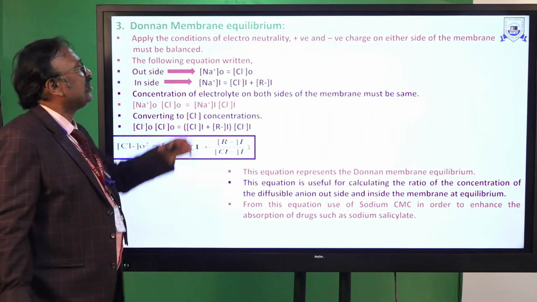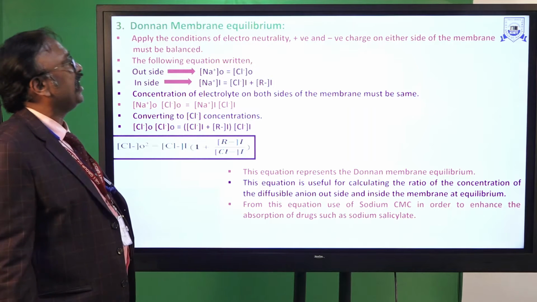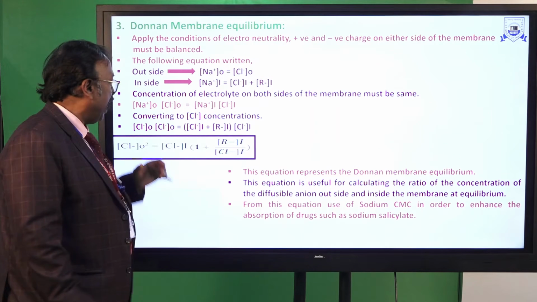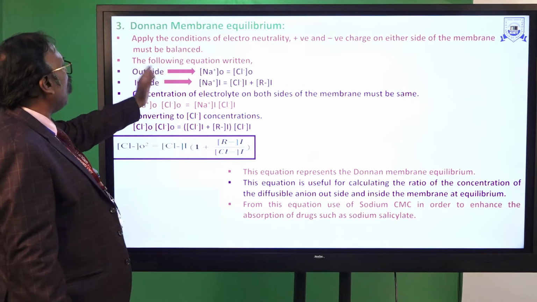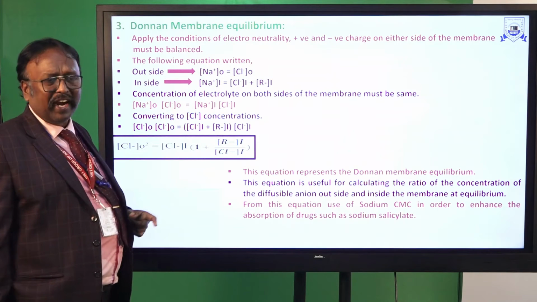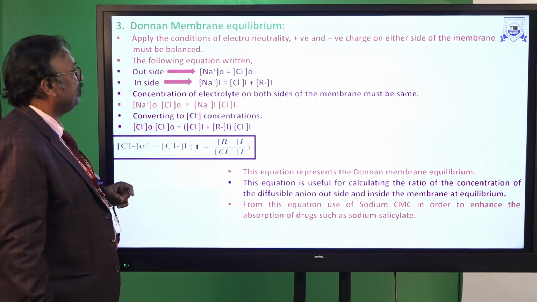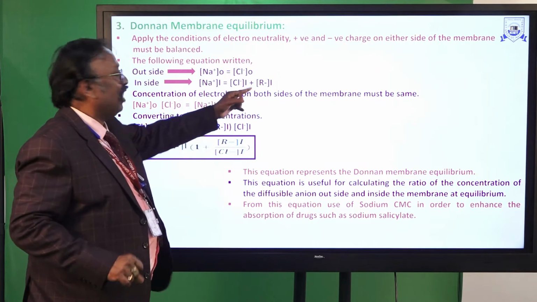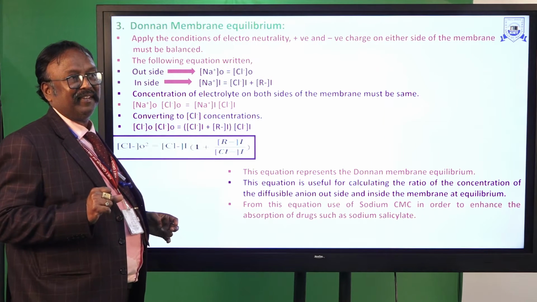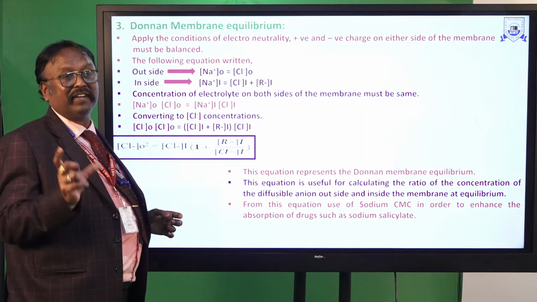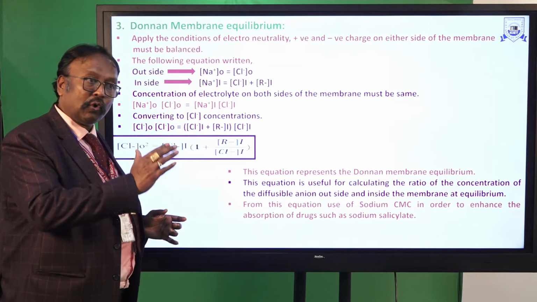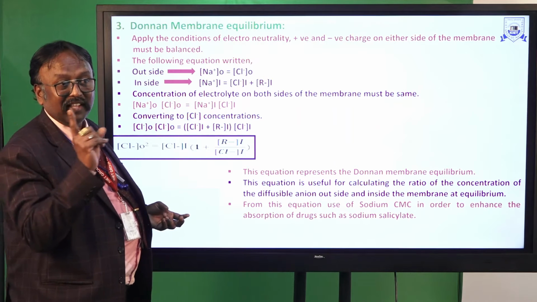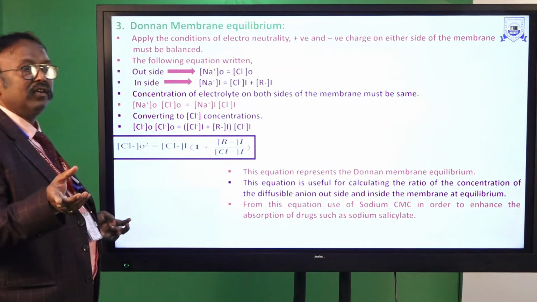And apply the condition of electroneutrality, that is, positive and negative charges on either side of the membrane must be balanced. The following equation is written: outside, sodium ions equal chloride ions, and inside, sodium ions equal chloride ions plus colloidal R1. R1 is the colloidal, but here the colloid will not move. Only sodium as well as chloride move. There is a movement or exchange, but the colloid cannot move.